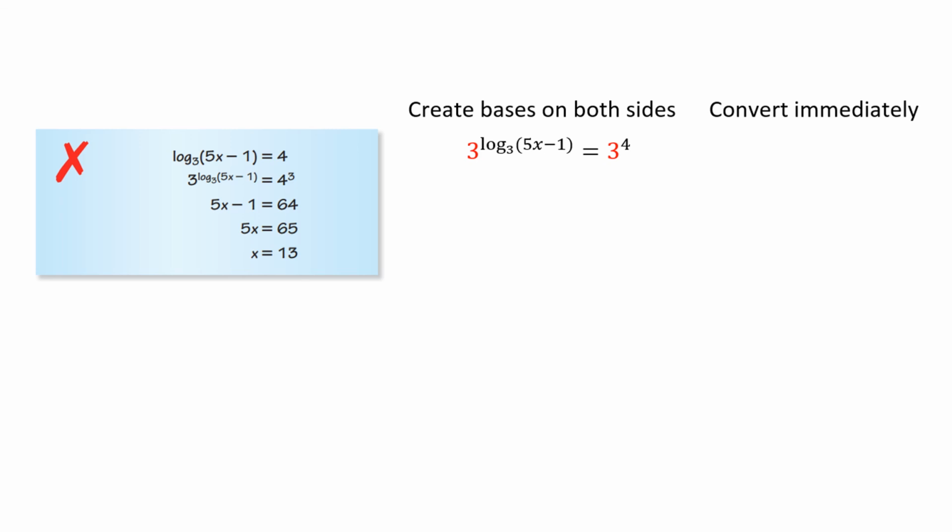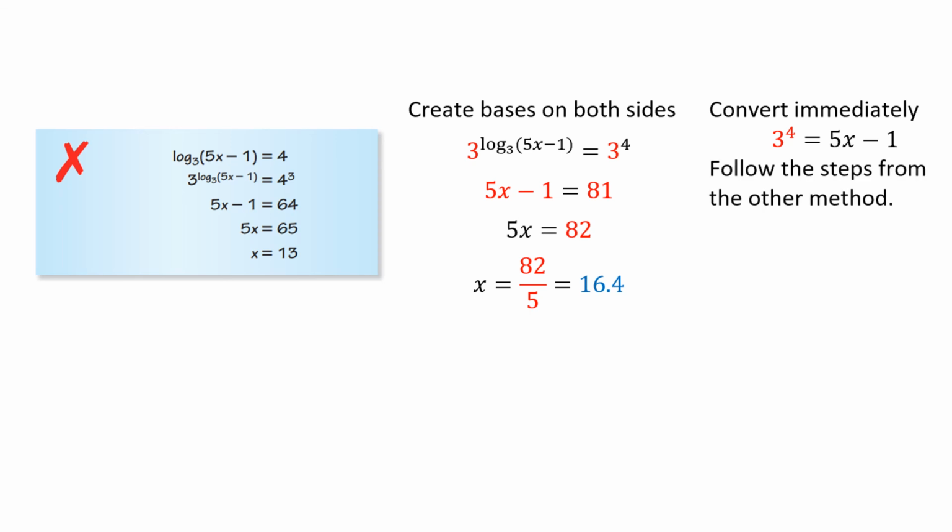We have a property that says when we have 3 raised to the log base 3 of something, we are just simply left with that 5x minus 1, and 3 to the 4th equals 81. From there we can go and solve to see that our answer comes out to 16.4. Another way to think of this is to just convert that log equation into an exponential by saying 3 to the 4th equals 5x minus 1, and then you can simply follow from there.